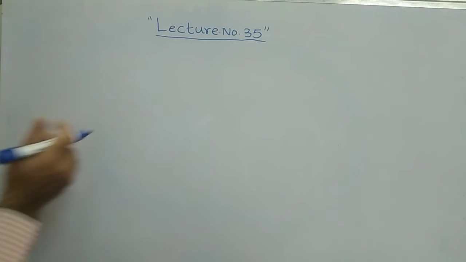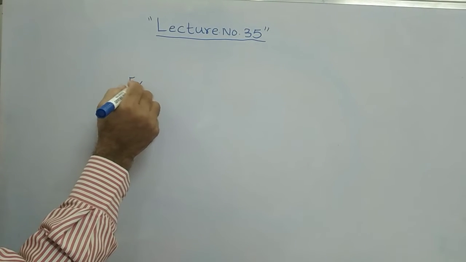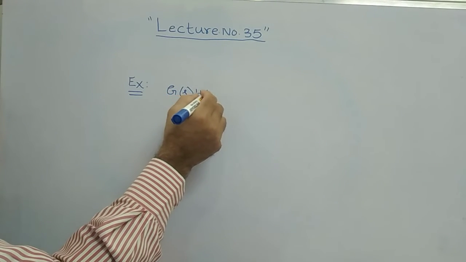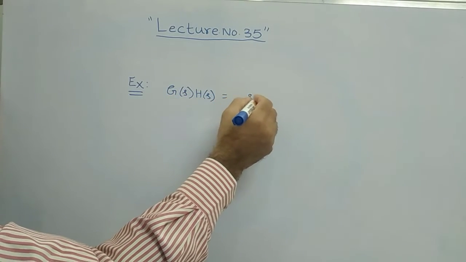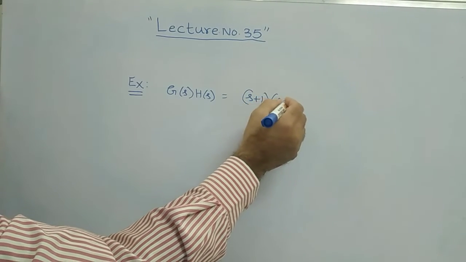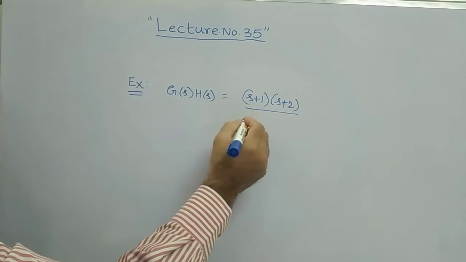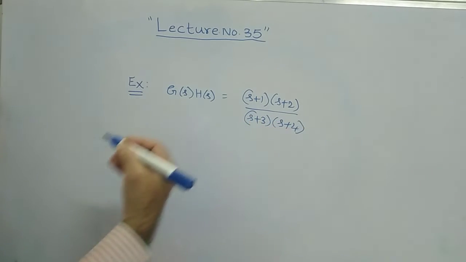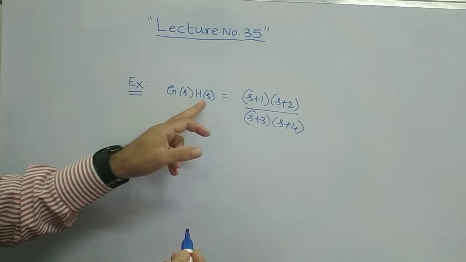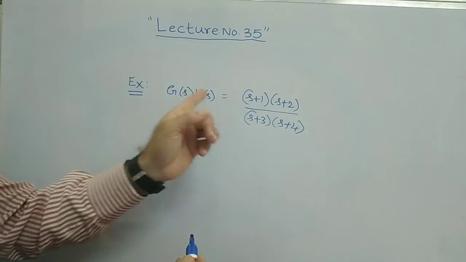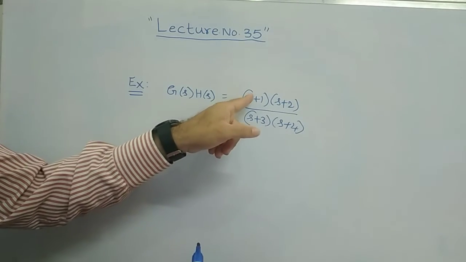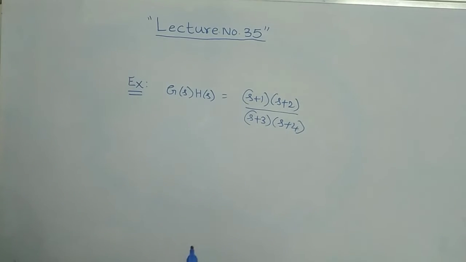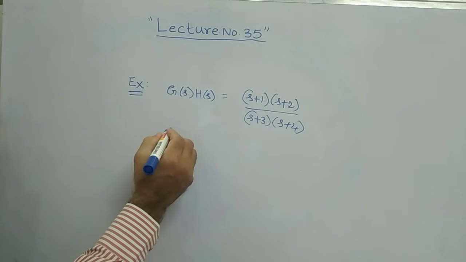Say for example, G(s)H(s) is equal to (s plus 1) into (s plus 2) by (s plus 3) into (s plus 4). Let us say this is a general example I am explaining. So G(s)H(s) is equal to (s plus 1) into (s plus 2) by (s plus 3) into (s plus 4). This is the numerator polynomial P(s), and this is the denominator polynomial. What is the type number of this system? What is the type number here?